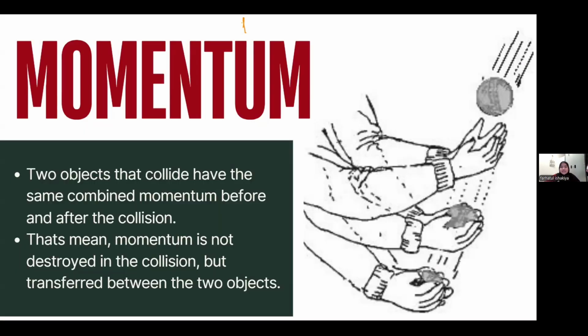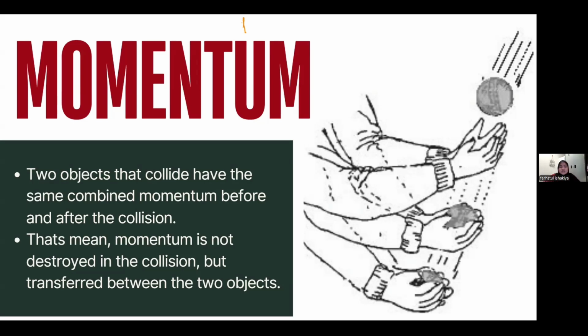Today I'm going to present about momentum, topic 6. What is momentum? Two objects that collide have the same combined momentum before and after the collision. That means momentum is not destroyed in the collision but transferred between the two objects.